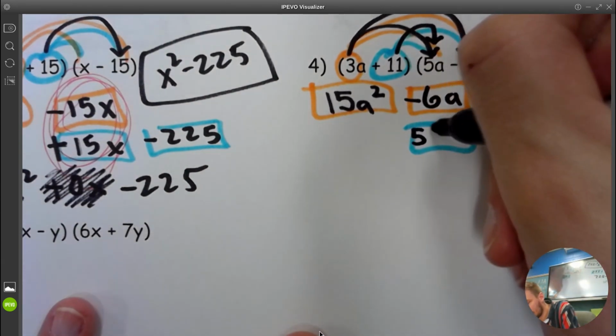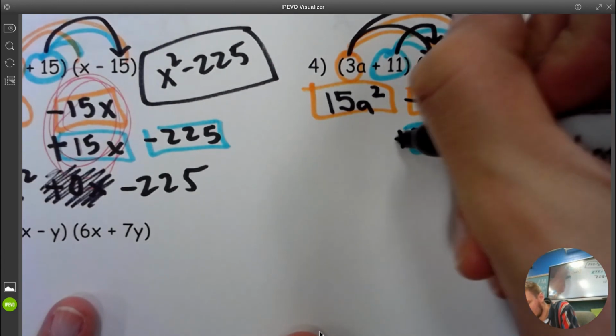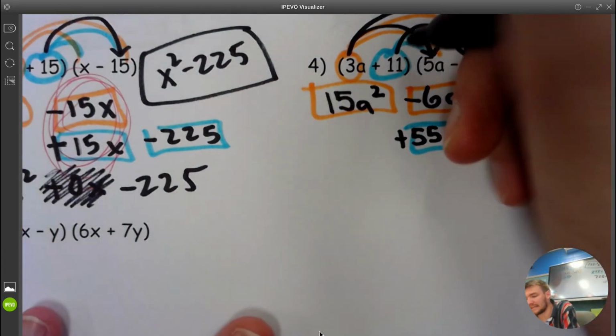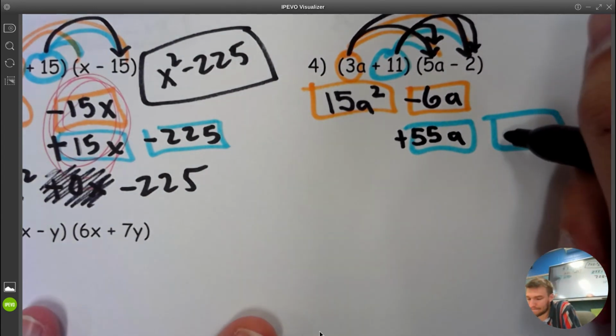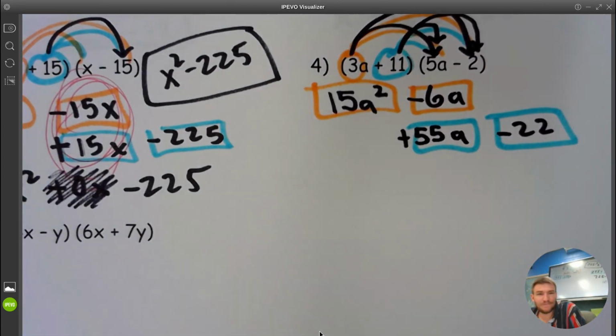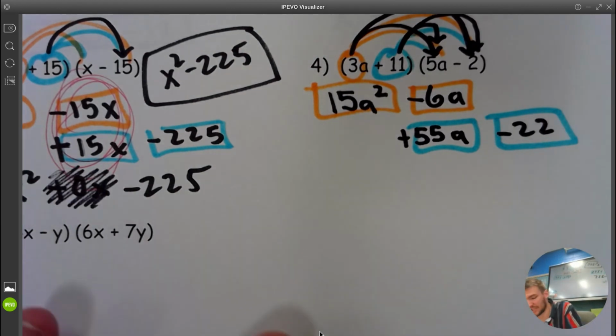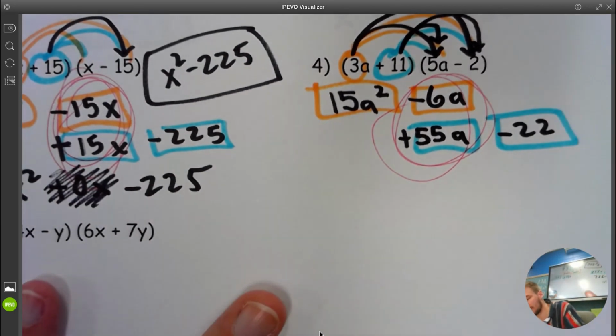What about 11 times 5a? 55a. 55a, perfect. That's a positive 55a. And what about 11 times negative 2? Negative 22. Negative 22. All right, easy. We just add up these middle things. We'll be done in a second.